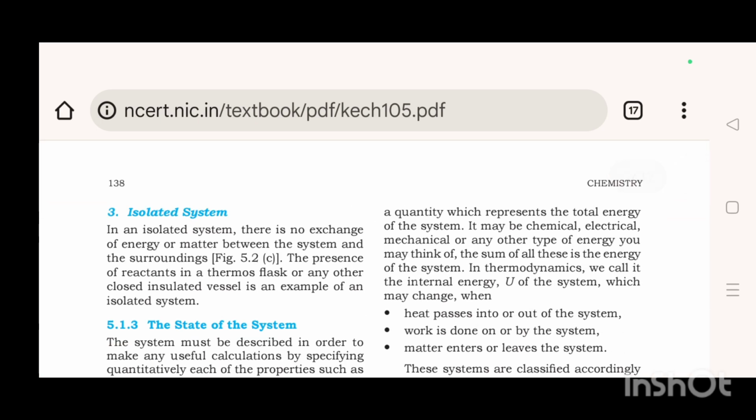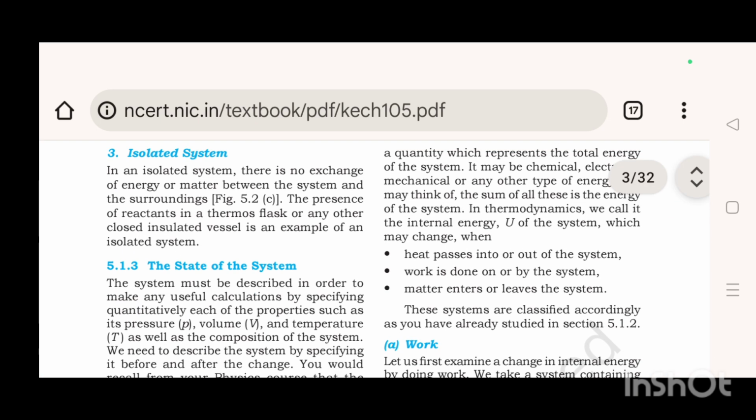Isolated system. In an isolated system, there is no exchange of energy or matter between the system and the surroundings. The presence of reactants in a thermos flask or any other closed insulated vessel is an example of an isolated system.